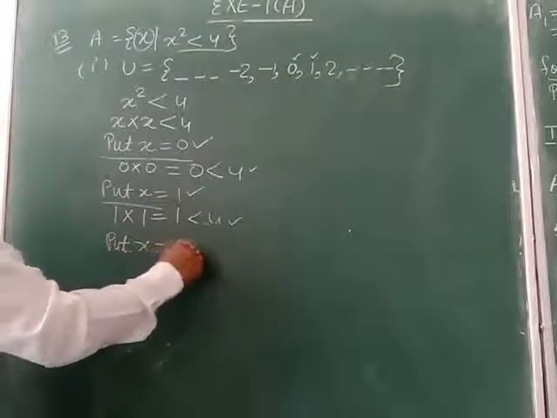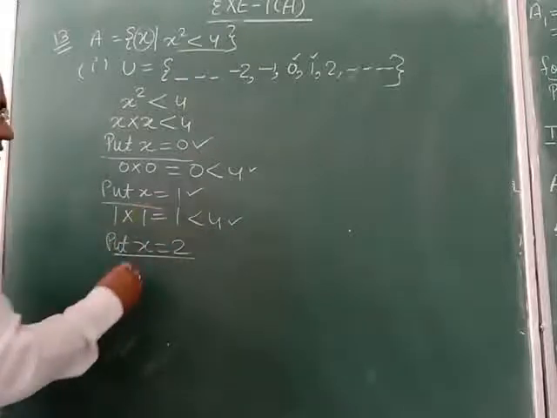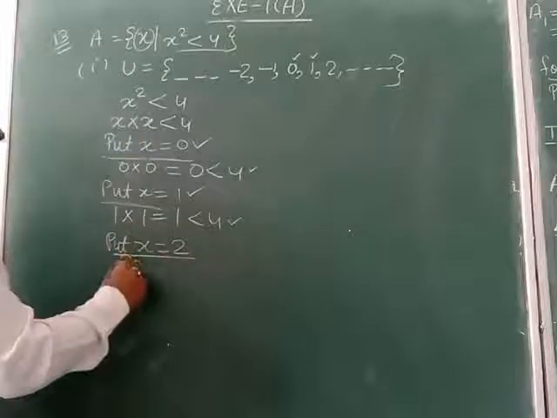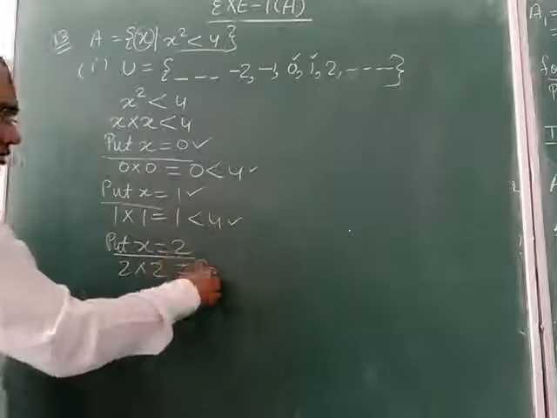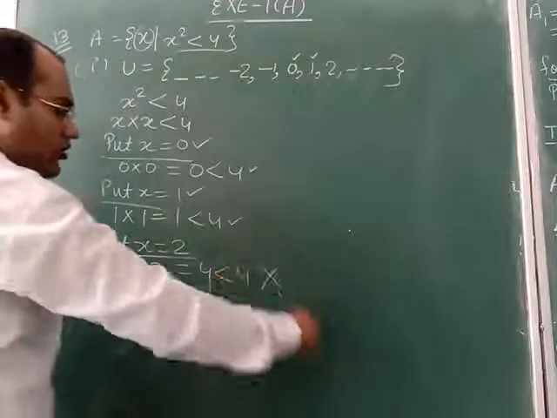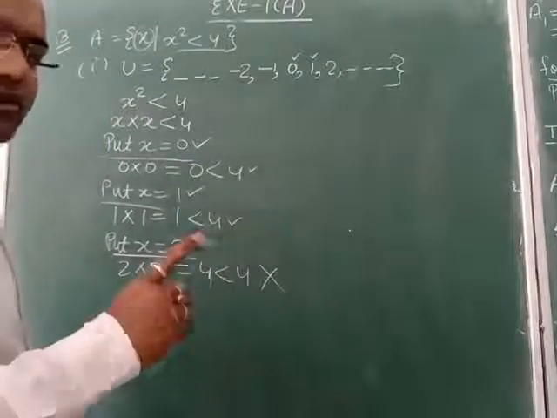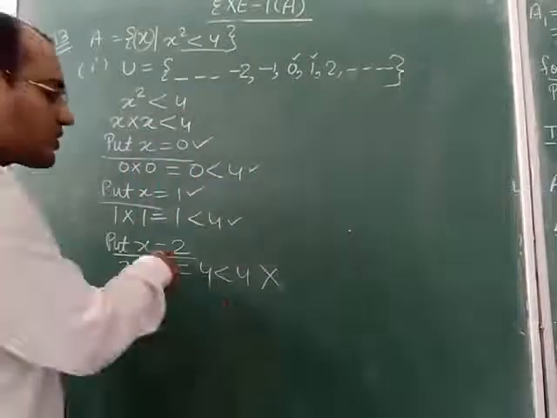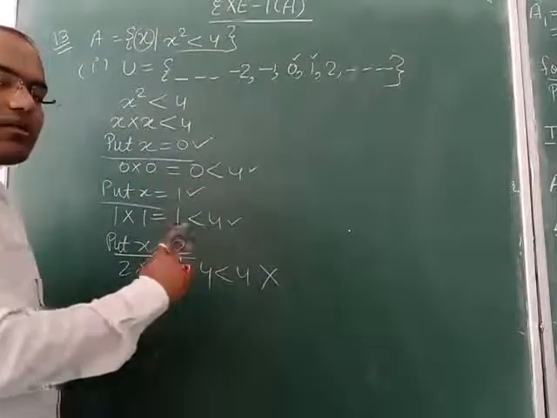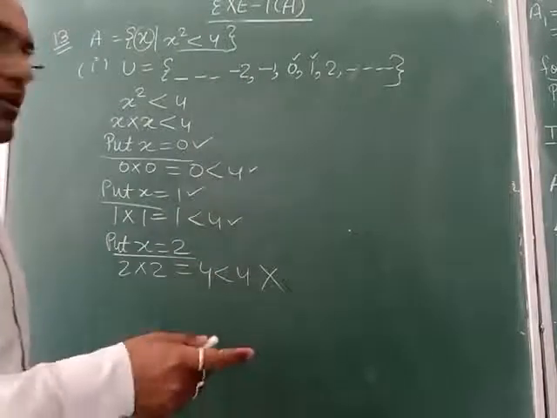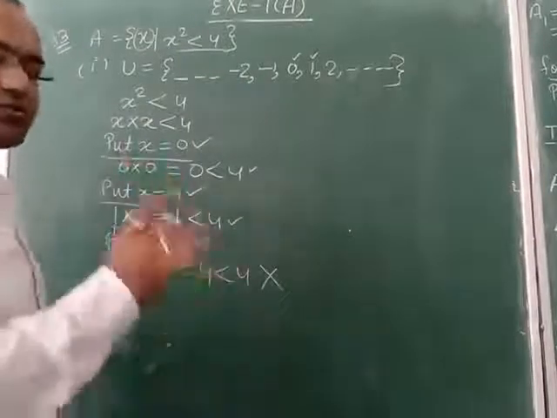Put x is equal to 2. After 1 we will put 2. So in place of x we are writing 2. 2 multiply 2, answer is 4. Now we have to check whether this 4 is less than 4. No. 4 is not less than 4. 4 is equal to 4. That means greater values will come wrong now. Now no need to put 3. Since 2 is coming wrong, if we put 3, the answer will be even greater. It will not be less than 4, it will be greater than 4. So no need to put it.